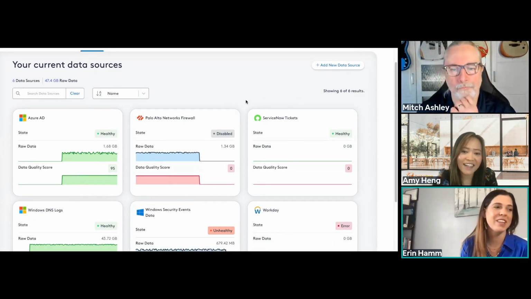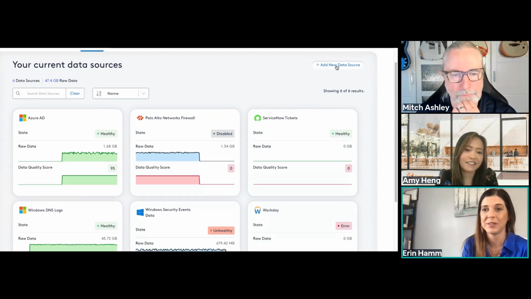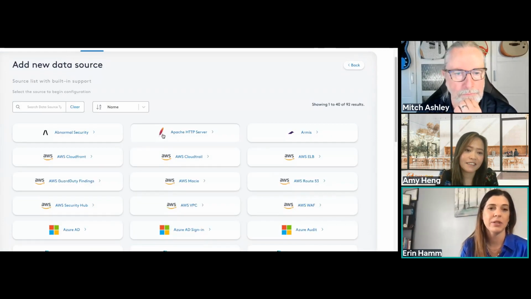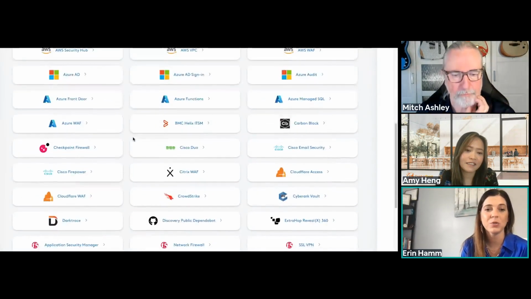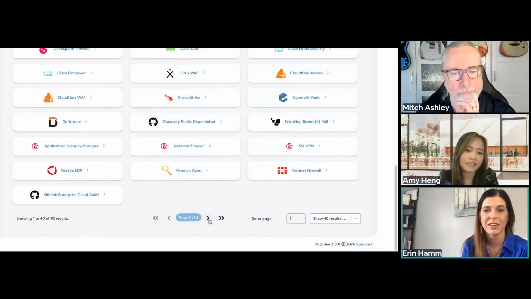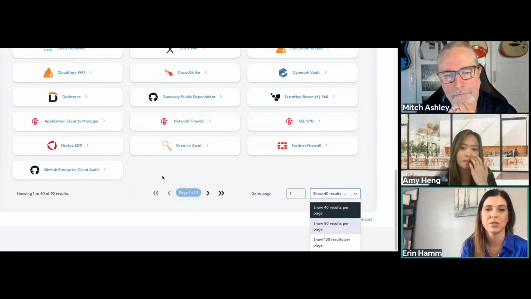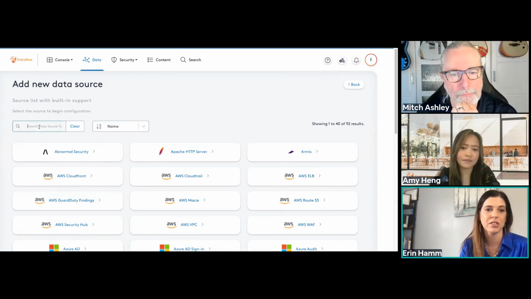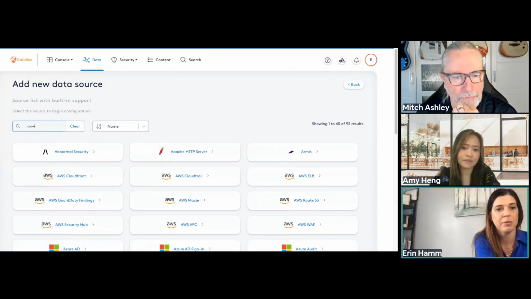And then also within this data sources pane, we have the option to add new data sources. Like I had mentioned, there's 200 supported feeds today. We do put them in alphabetical order, and you can show most of these results as well. However, you have the capability to search by a specific platform.